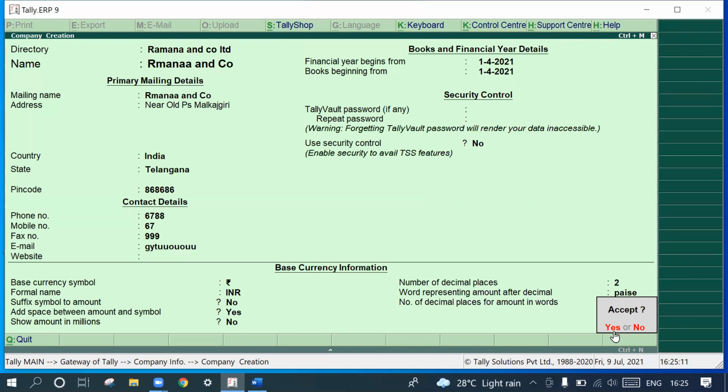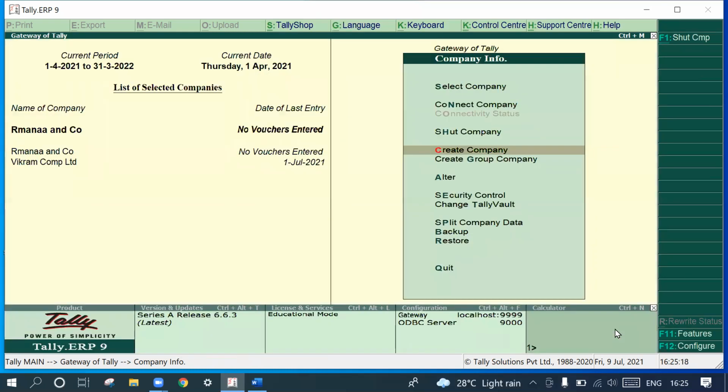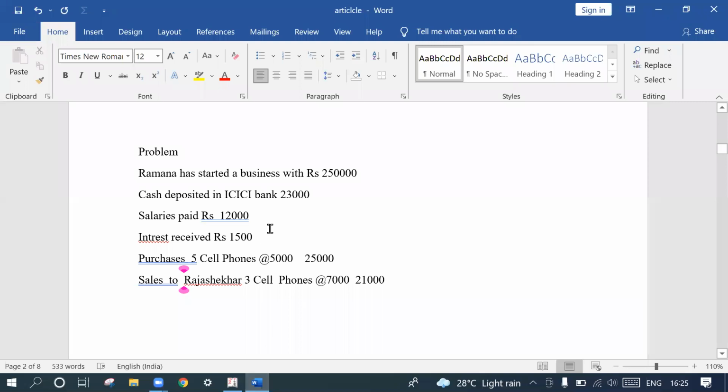Okay, so accept, yes or no? Yes. Company is created in the name of Ramana and Co. The first step is over. The first step is creation of the company. It is over. Next step is ledger creation. For ledger creation, Ramana is the owner of the business or company.